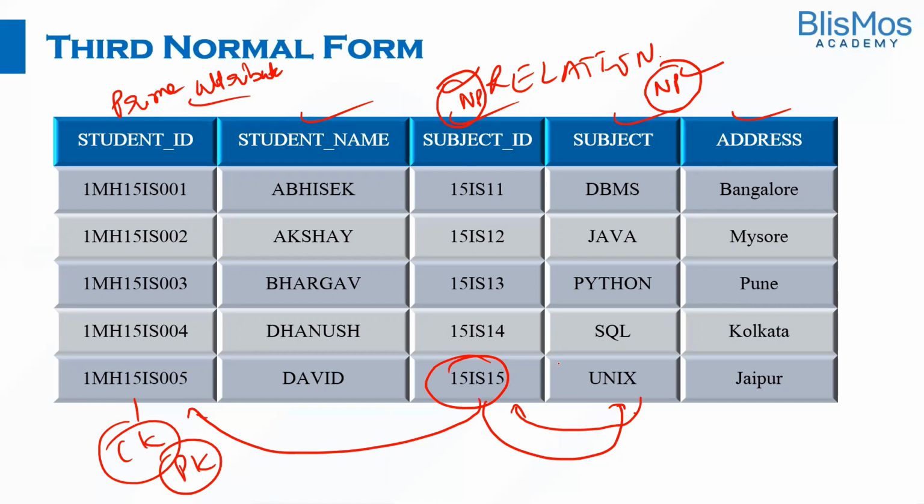So in terms of transitive dependency, subject ID is dependent on student ID, subject is dependent on subject ID. So subject is transitively dependent on student ID. Third normal form says there shouldn't be transitive dependency. So how do you get this relation into a third normal form?